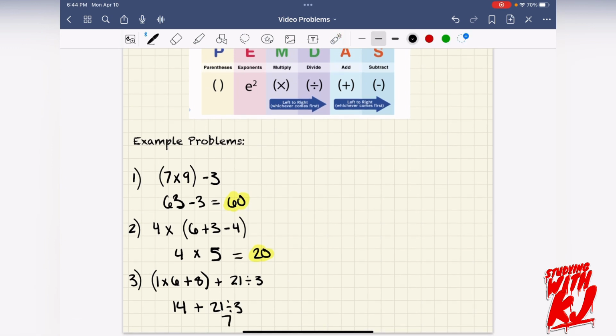Then we bring down whatever we haven't used, which is 14 and our addition sign. Now we can go ahead and solve. 14 plus 7 gives you what? It gives you 21. And that is our answer for example problem 3.